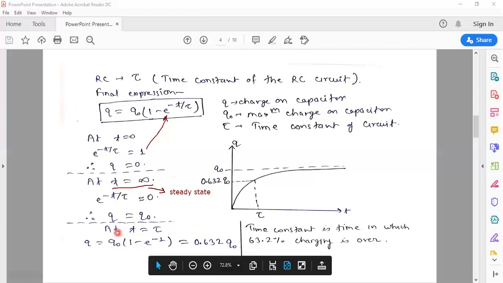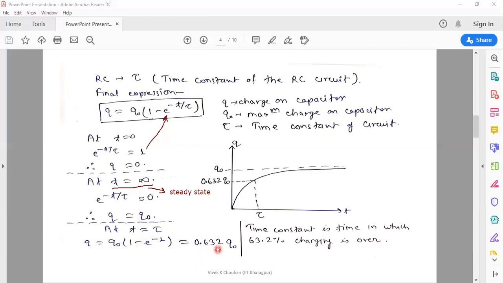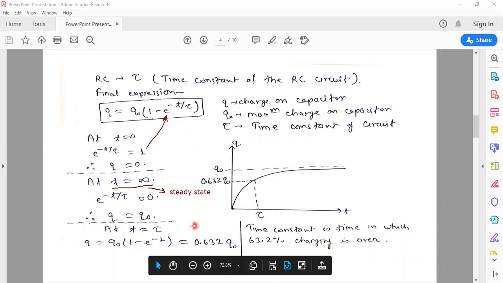Okay, now what happens when the time is equal to the time constant of the circuit? You will be having this term. When you put t equals tau, you will have q equal to q naught times (1 minus e to the power minus 1). When you put the value of e, you will get this much. So it means that in one time constant of the circuit, the charge over the capacitor becomes how much? 63.2% of the maximum charge. Okay, so in one time constant you will observe that the charge over the capacitor is 63.2% of the total charge that it can have.